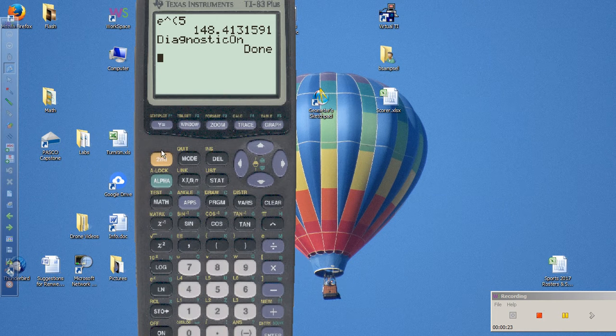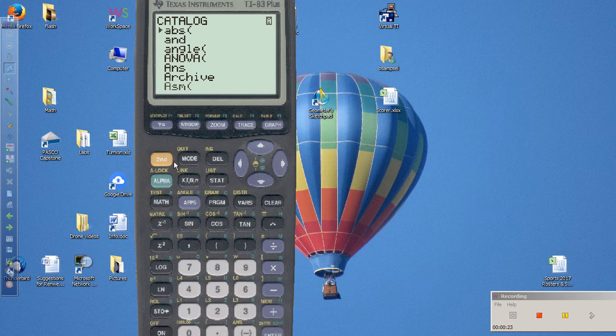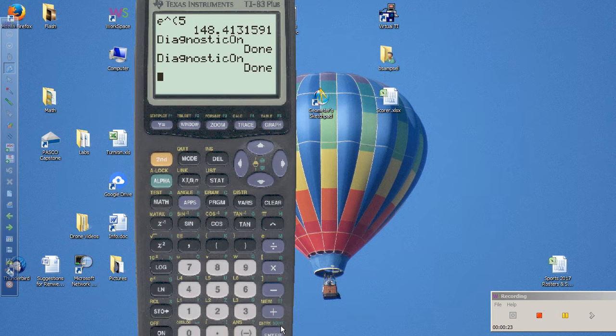Go to catalog. Hit D to jump to your D's. Good. Scroll down to diagnostic on. Push enter, enter. What this is going to do is that when we do this regression, it's going to give you an R squared value, which is basically a measure of how well the data fits the line it's creating for you.